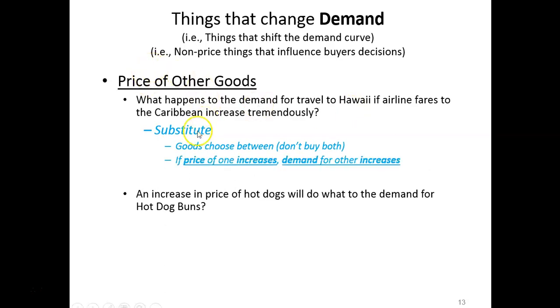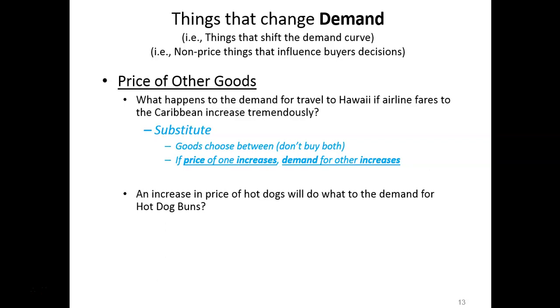So if two things are substitutes, and sometimes they're substitutes for only a few people, but the more that is true for the bigger part of the market, if the price of one of those things increases, the demand for the other one increases, right? So if beef prices go up, demand for chicken likely increases. And the examples are endless.